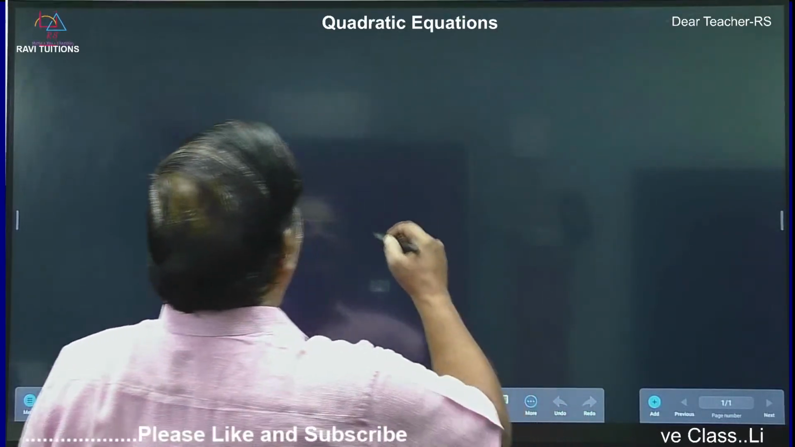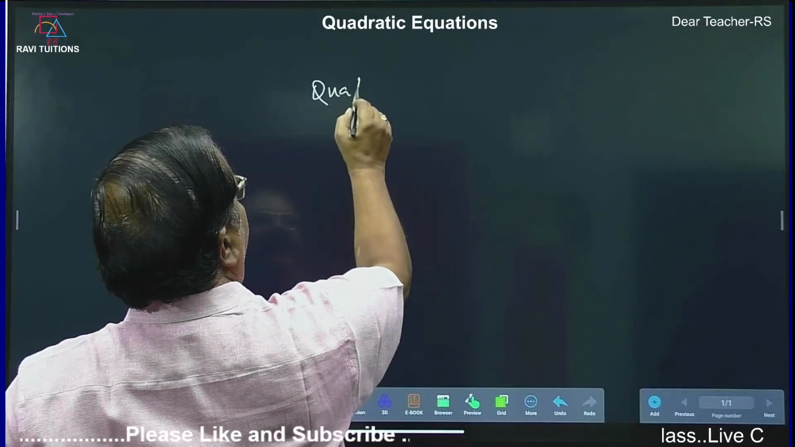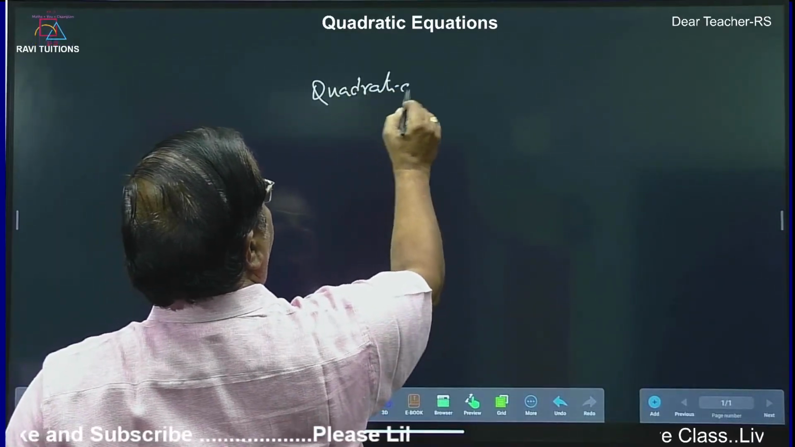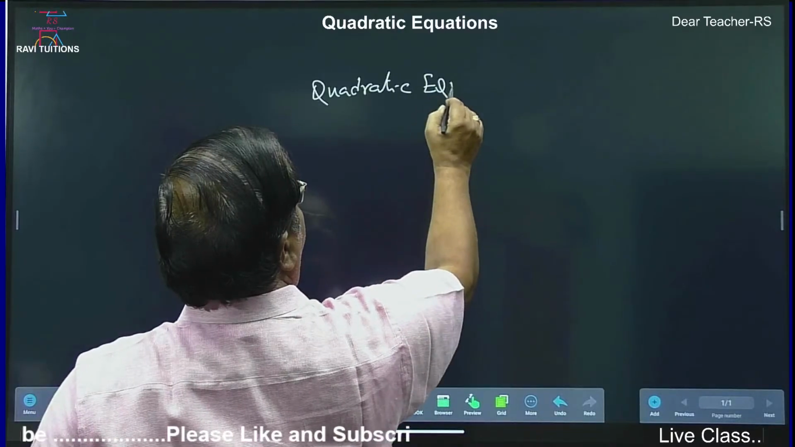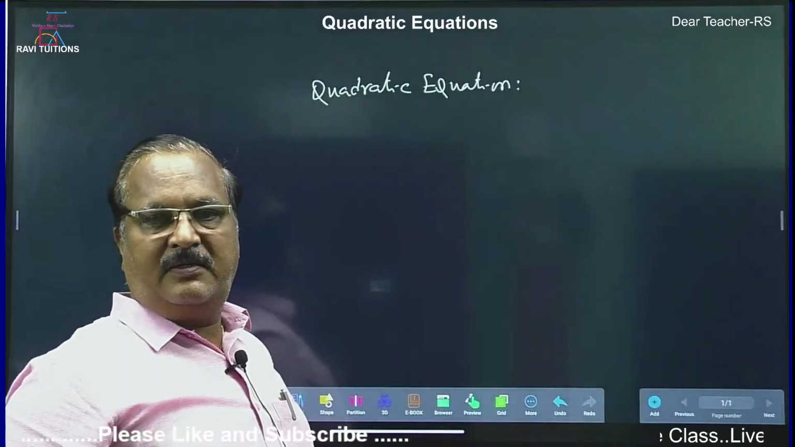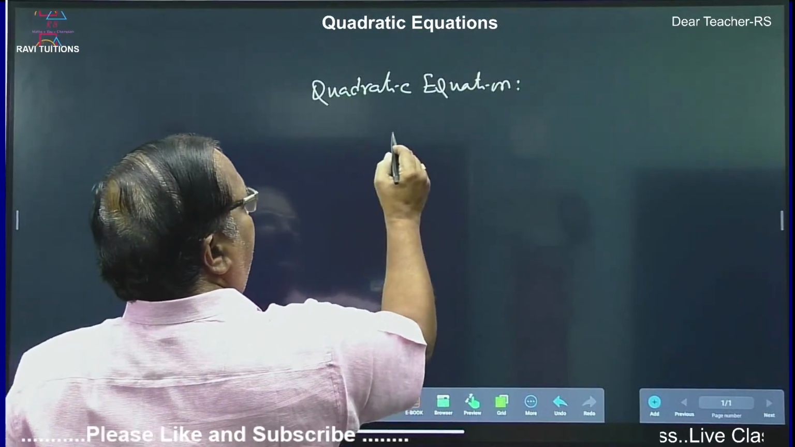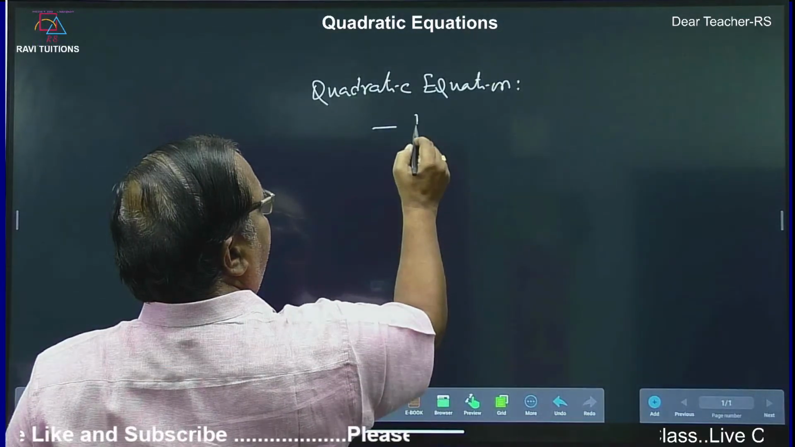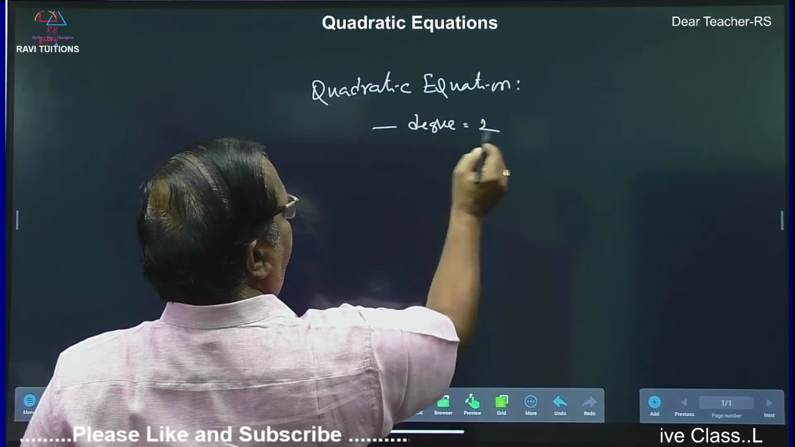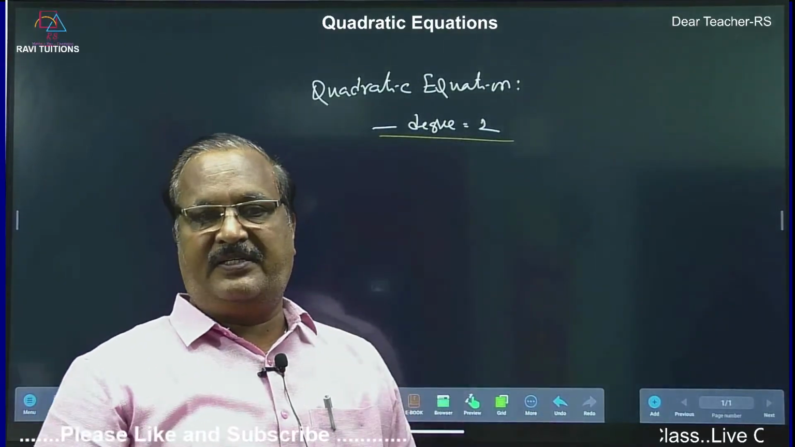Now, quadratic equation. The basic thing you should understand is what a quadratic equation is. Okay, we will start from that. I will give you very fast information. So, an equation with degree 2. Any degree 2 equation in one variable is known as a quadratic equation.